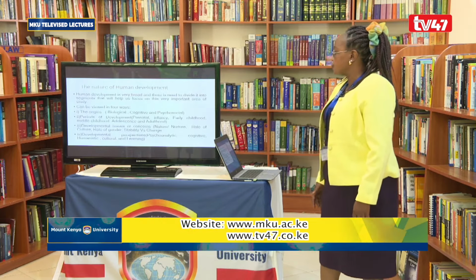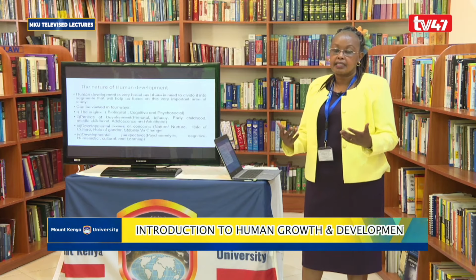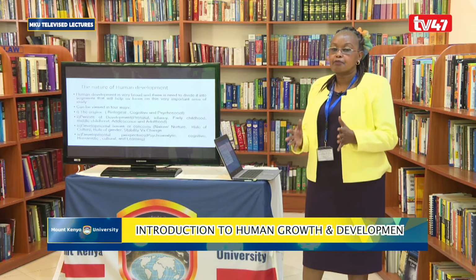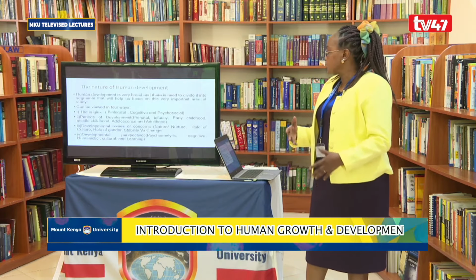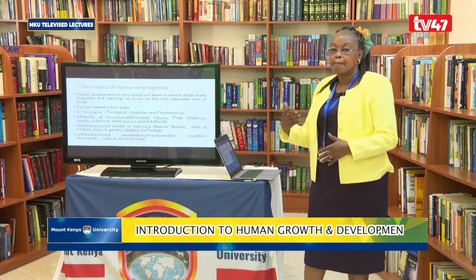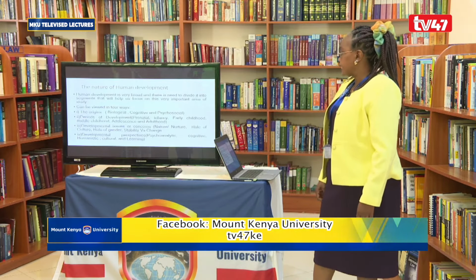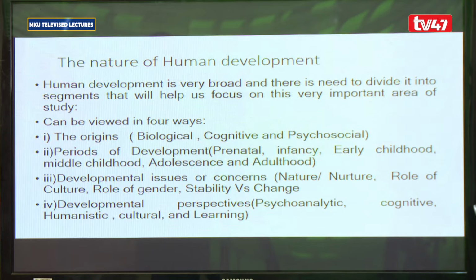The other one has got to do with the role of gender. Ladies and gentlemen, you'll agree with me that at the point of conception, we have the sex differences in terms of males and females. But in terms of gender, we know gender is basically socially constructed. So we want to see what makes someone male or female in terms of gender. And the last one is the stability or the change. What is stable and what is changing in terms of human growth and development?